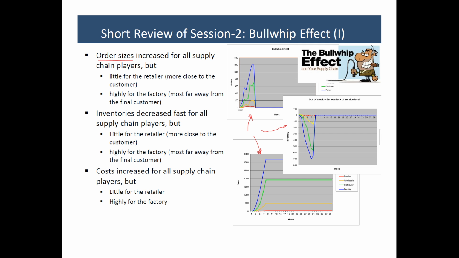For instance, for the retailer, we have seen that the order sizes increase a little bit, because the retailer is very closely related to the end customer. But if you consider the factory, then you saw that they are in the supply chain very far away from the final customer and from the real demand. And for them, the variability of the demand was very, very high.